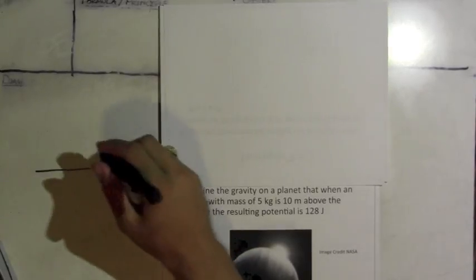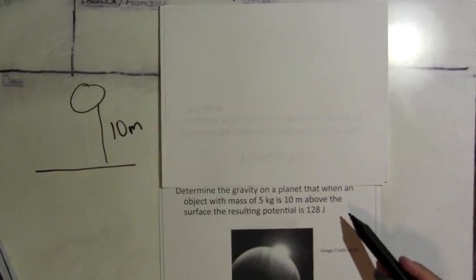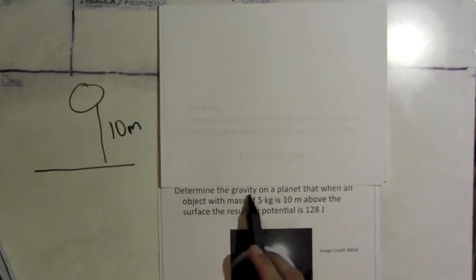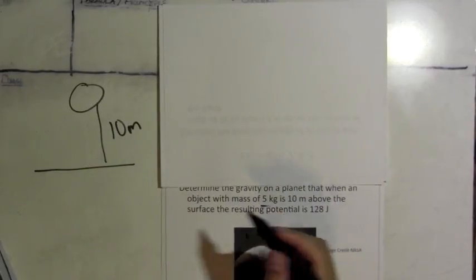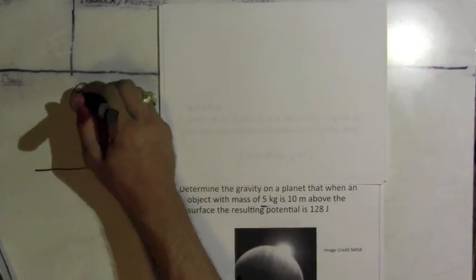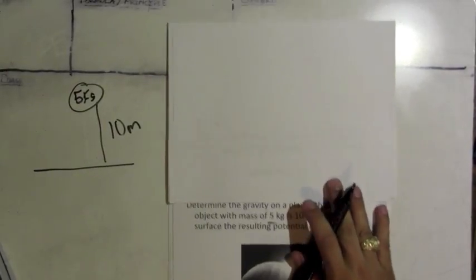We have an object that is 10 meters above the surface of the planet. We can't assume that it's Earth anymore, because it says determine the gravity on a planet. So we know we're no longer talking about Earth. The object is 5 kilograms and it's 10 meters above the surface, so we are trying to solve for g. Now, a lot of people have issues with that because they say, well, g is always 9.8. Remember, g is 9.8 on the Earth and on the Earth only.